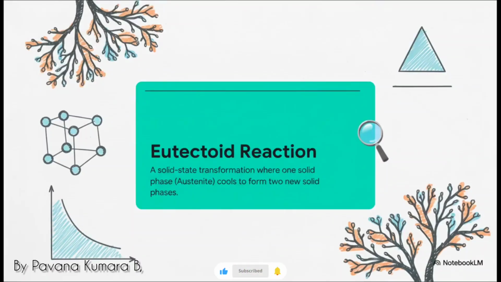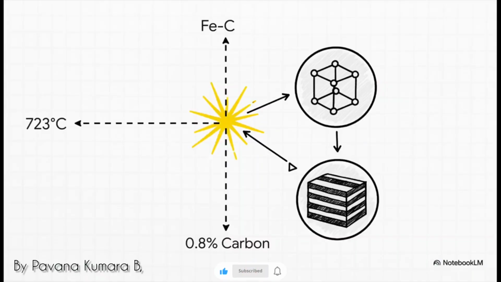Deep within the iron-carbon diagram, something absolutely amazing happens. It's called a eutectoid reaction. And get this, it's a transformation that happens when the metal is already solid. One type of solid crystal, called austenite, cools down and spontaneously transforms into two completely new solid phases. It's like one kind of ice suddenly changing into two different kinds of ice all at once. For steel, this magic moment happens at a very specific spot, exactly 723 degrees Celsius and a carbon content of 0.8%. At this precise point, solid austenite transforms into a new microstructure called pearlite.